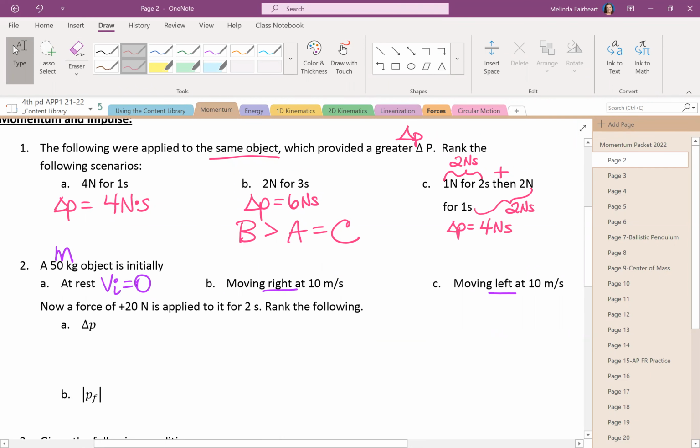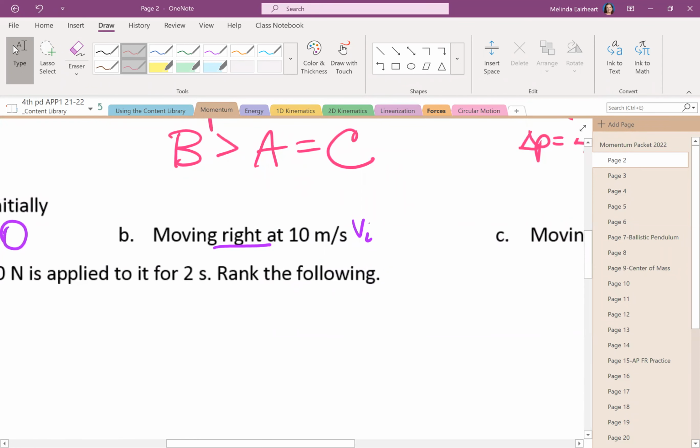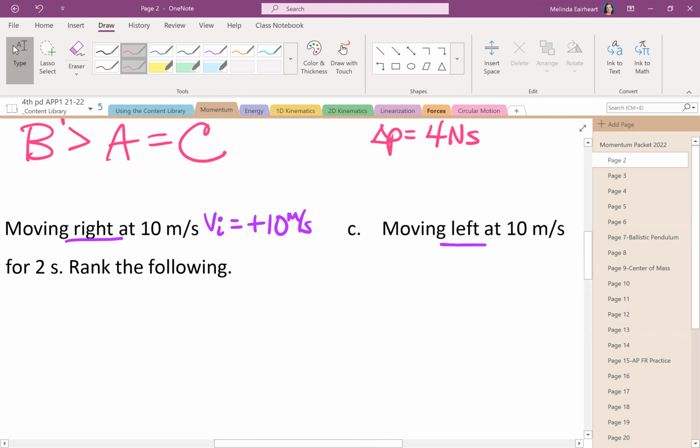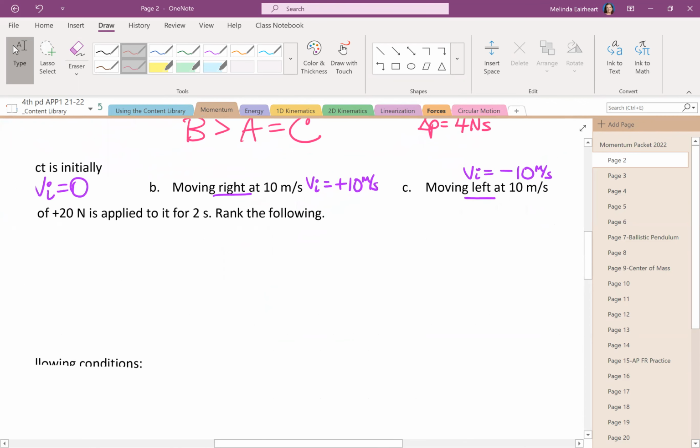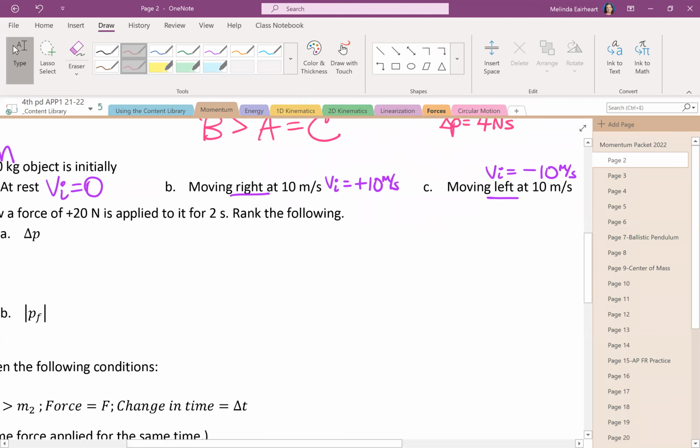0. I don't know why I said 1. And then B has an initial velocity. I don't know, today, do y'all feel like right is positive or negative? Because remember, direction matters now. Positive. So we'll say B has a positive 10, and then C, initial velocity, negative 10. And so now they say a force of positive 20.